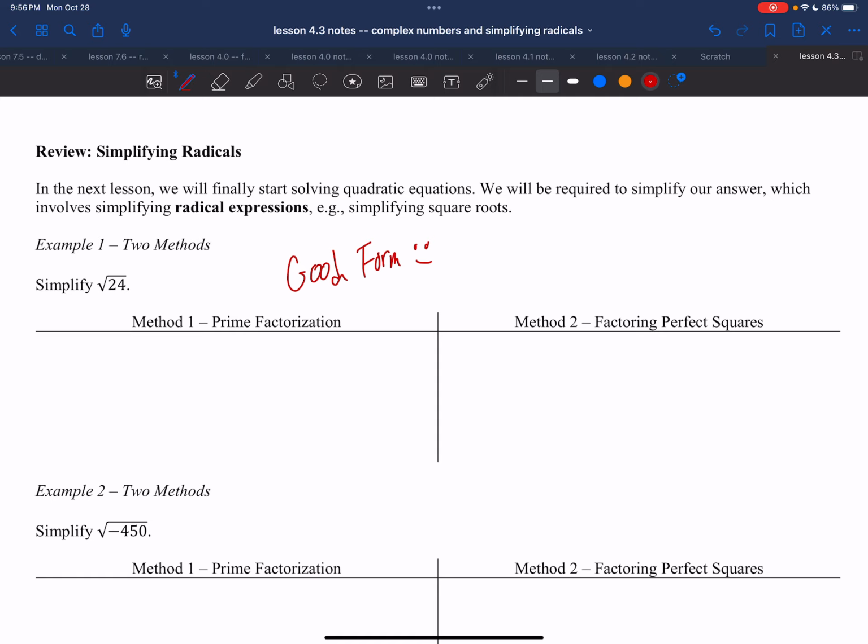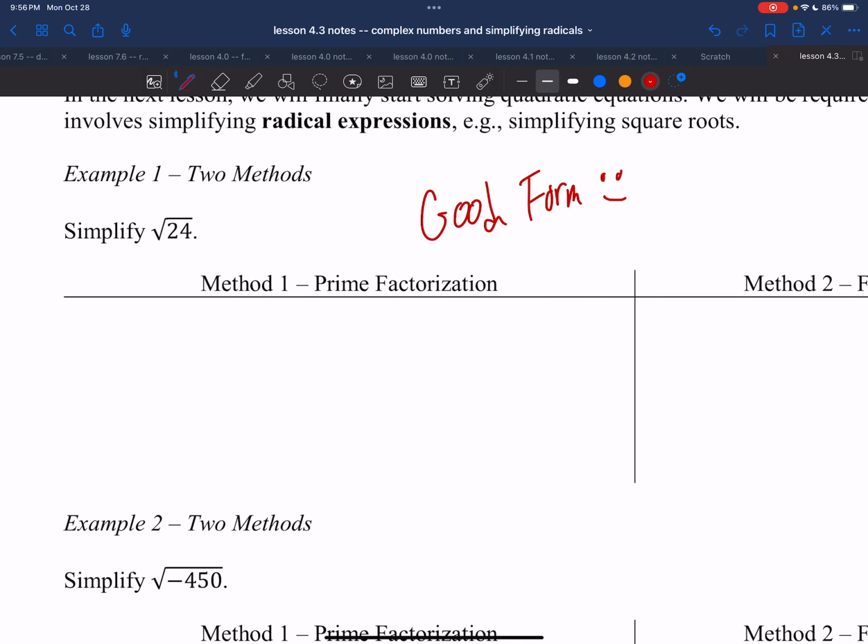Okay, so I'm going to show you two methods here in simplifying. Most people do prime factorization, but once you get really quick with it, and if you really know your times tables, the other method's better, okay? So prime factorization basically just means, hey, split it all up until you see all of its prime factors, and then you can find the perfect square pairs. Perfect square pairs, huh?